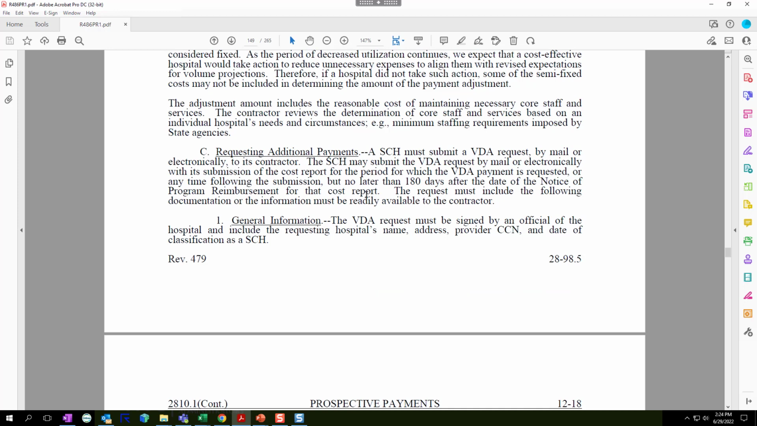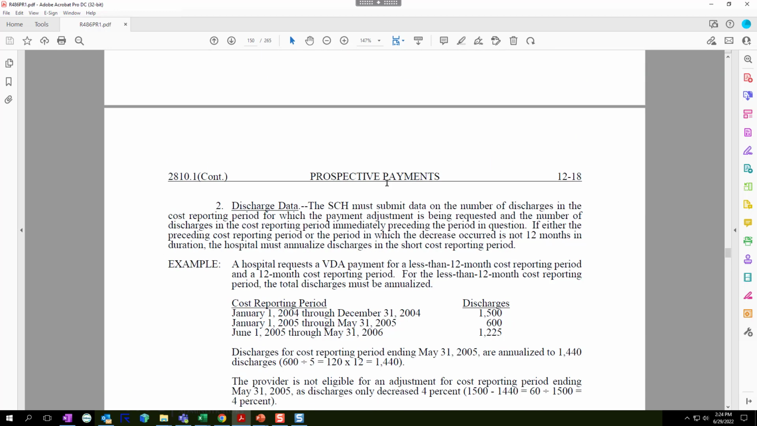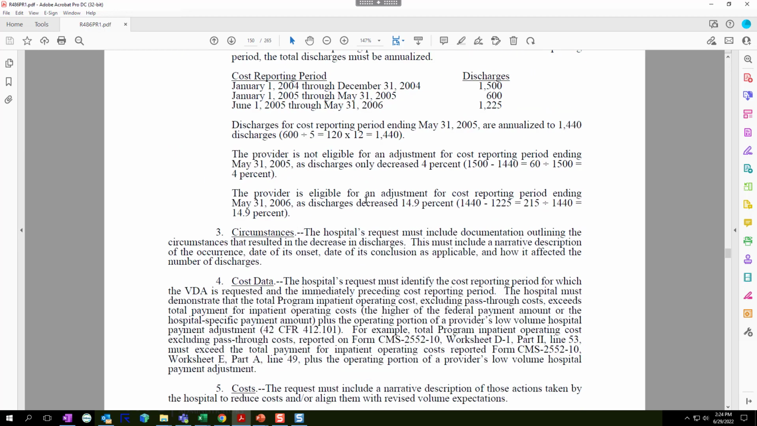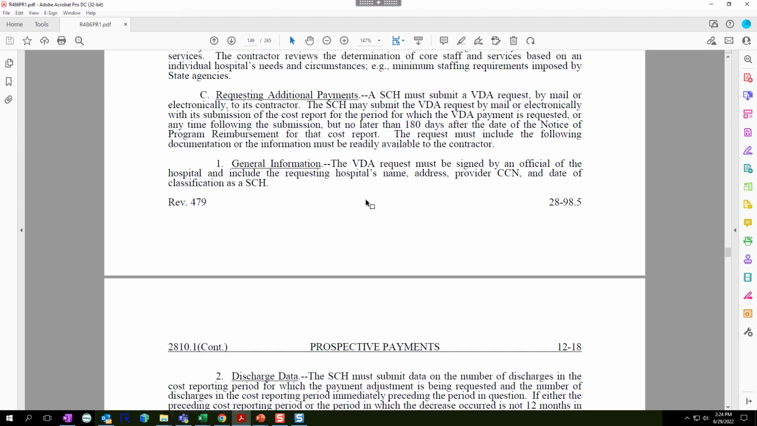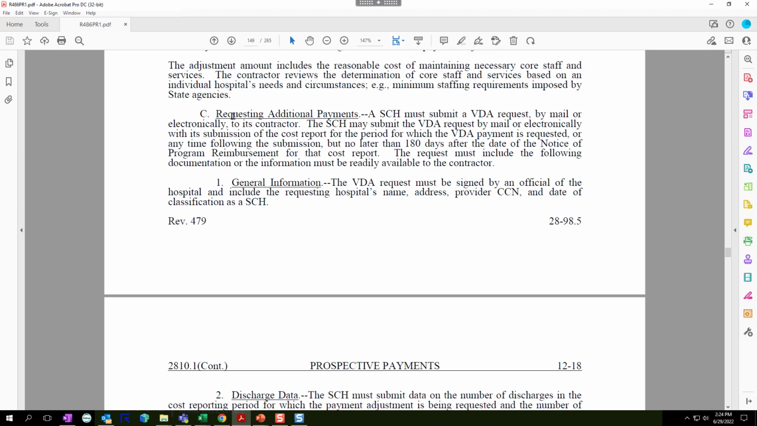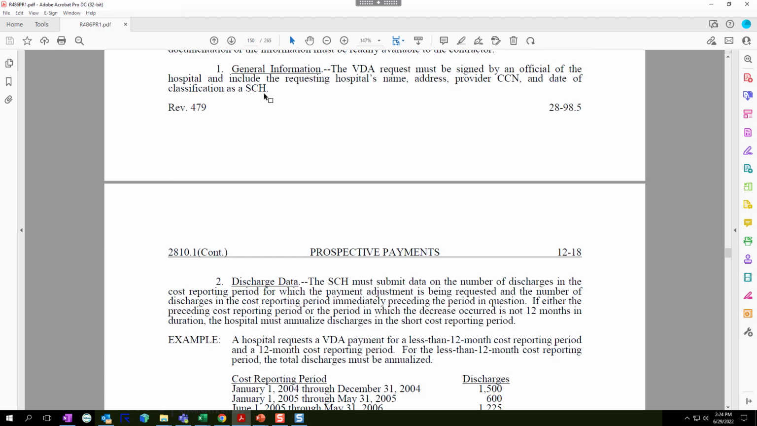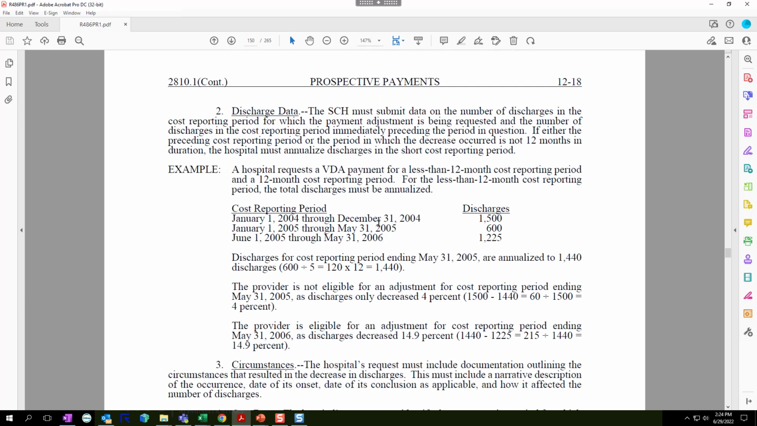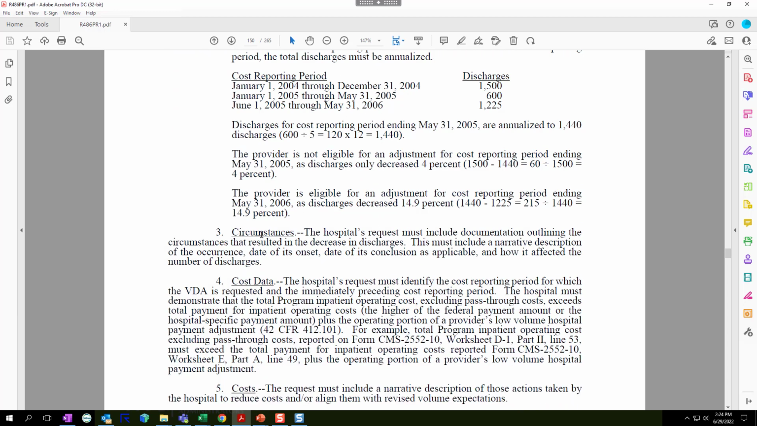Talks about when this must be requested. We covered that. Here's an example of discharge data. So when we are reviewing it, that's basically what this is getting at. When you request this payment, we need, of course, the general information about the hospital. We need detail about the discharge data from the two cost reporting periods. We need a narrative of the circumstances.